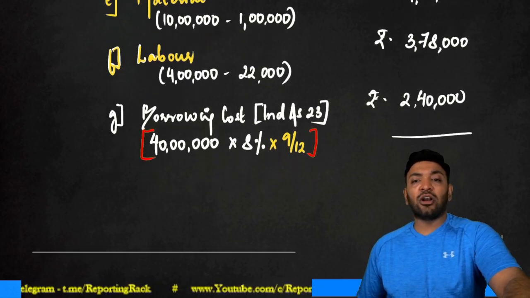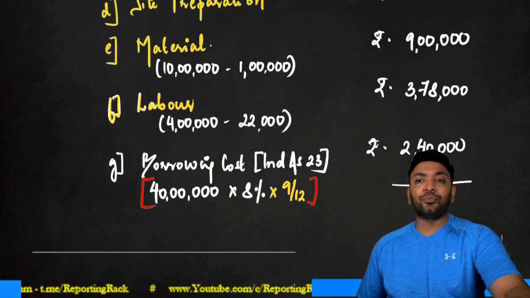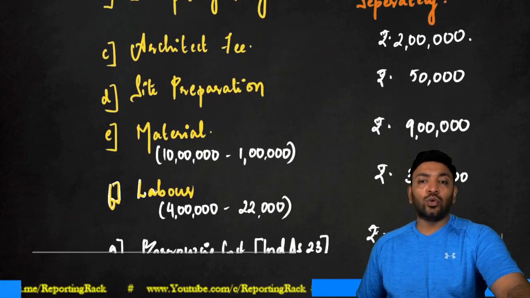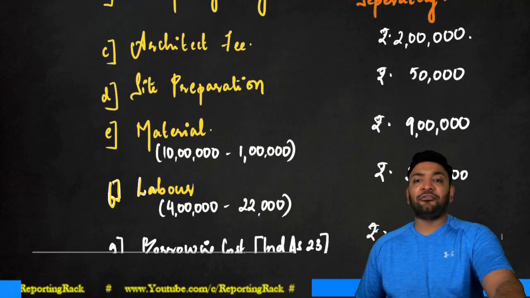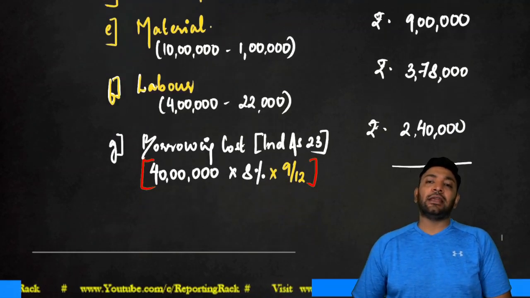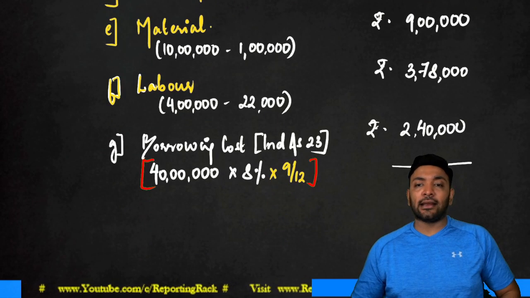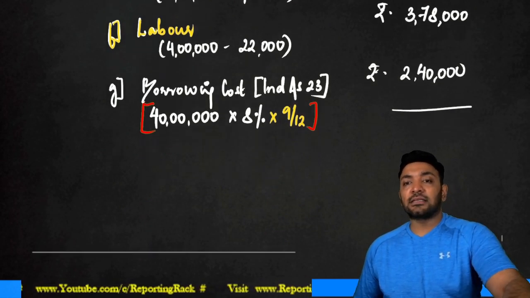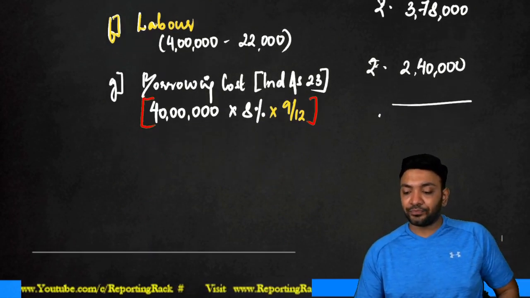Total it. What is the amount eligible to be capitalized totally? 2 lakhs plus 50,000, 2 lakh 50, 11 lakh 50, 14 lakh 50, 15 lakh 28, 17 lakh 68.